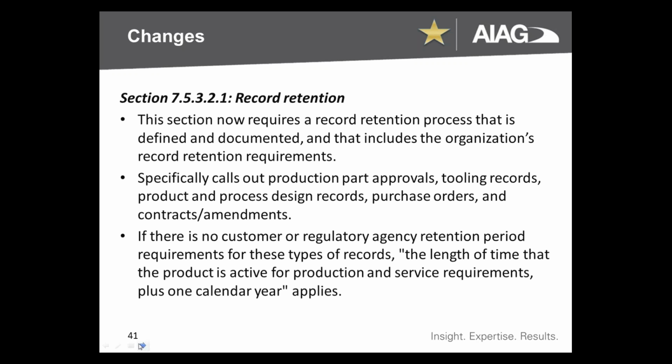Section 7.5.3.2.1. These are requirements for a record retention process. It needs to be defined and documented, including the organization's record retention requirements. Included in the scope of this are production part approvals, tooling records, product and process design records, POs, contract amendments, etc. And if there's no customer or regulatory retention period for these types of records, the length of time that the product is active for production and service requirements, plus 1 calendar year, should be applied.